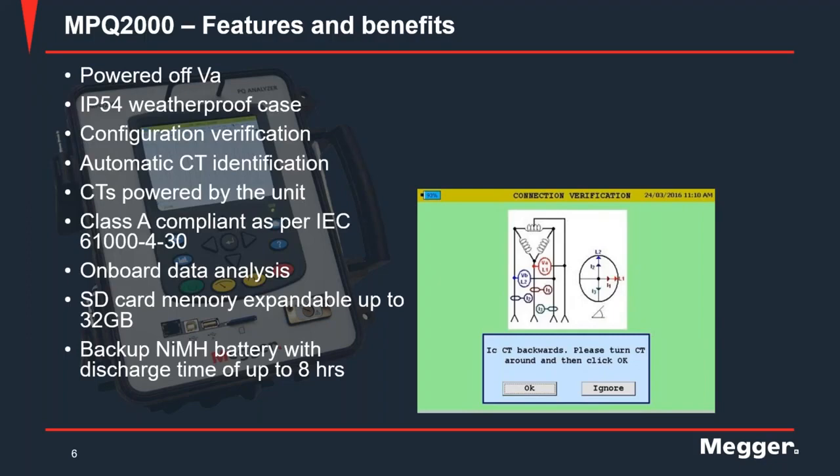Right? If you set the recorder on a location, record for a week, and then download the data and realize that you did something wrong while setting up the recorder, that's a complete waste of your time and effort, right? So we want to avoid that, and that's the reason we have provided this configuration verification feature on the unit. Besides that, there is automatic CT identification.